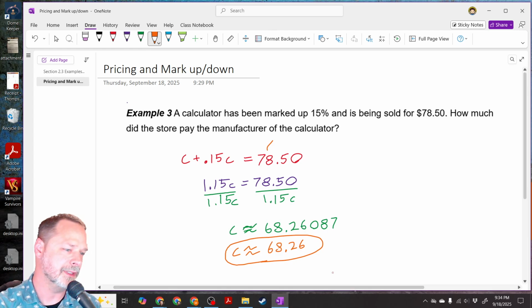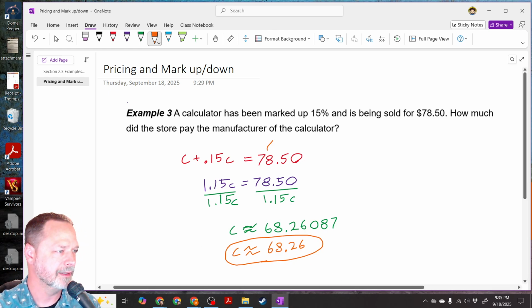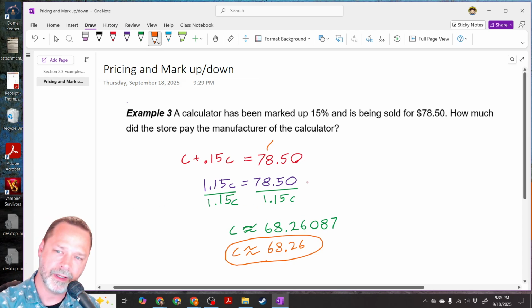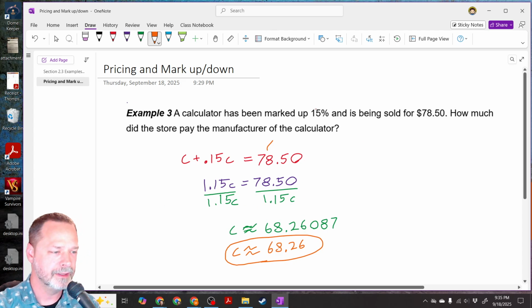Those ones are very easy, very straightforward, as long as you understand that. And that was a markup. If it was marked down, we would do the other thing. It would be minus the percent we got marked down.